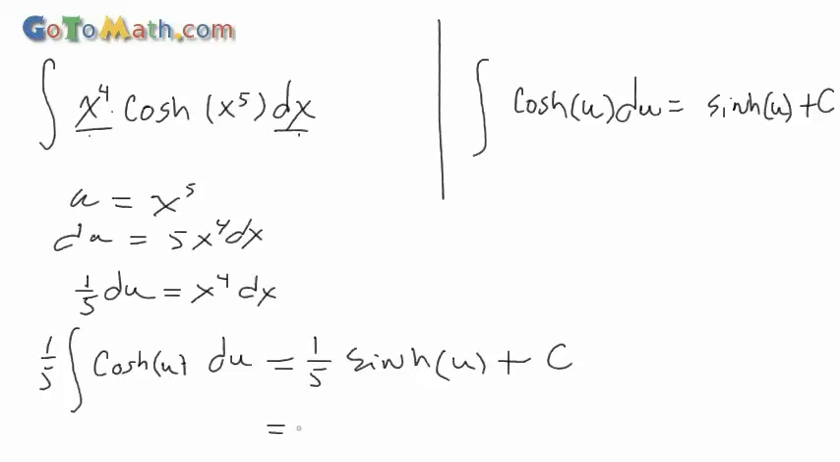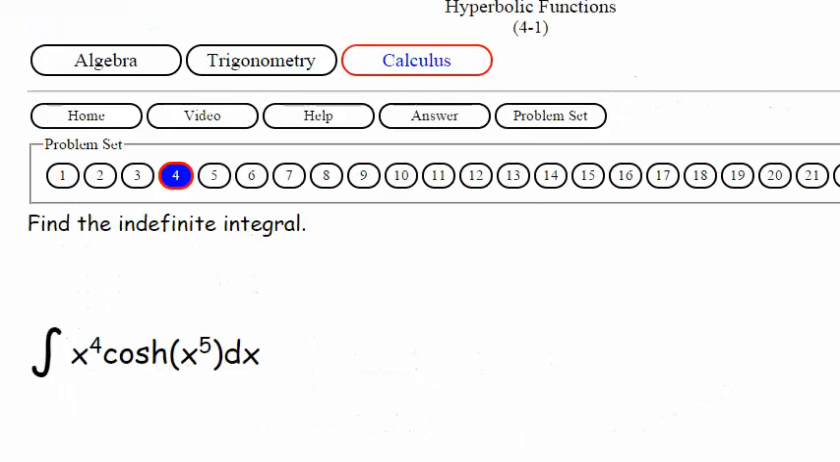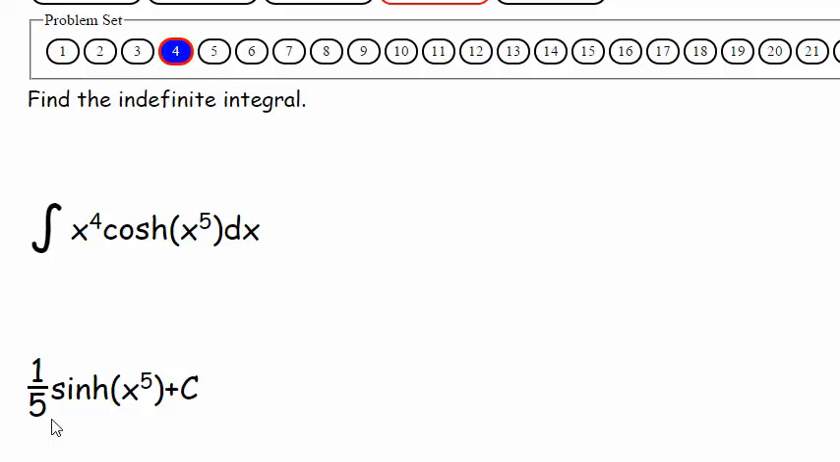All right. But we want to get everything back in terms of x, so we say 1/5 sine h. We get everything in terms of x again. So u is equal to x to the fifth. So substitute back in x to the fifth plus c, and we are done. All right, we are done. So let's hit the answer there. Make sure that's all good.